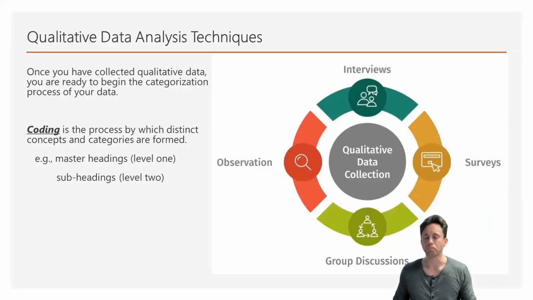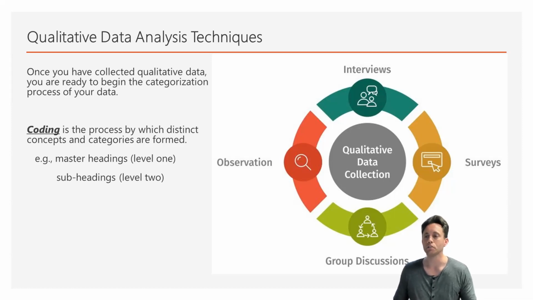So as you can see, there are a number of different ways to collect qualitative data. We've talked about that before: interviews, surveys, observations, and even focus groups. Now, once you've gathered that data, that's when we have to think about what do we do with it. And one of the things that we have to do is make sense of that data through a coding process. There are a number of different coding techniques that we're going to get in today.